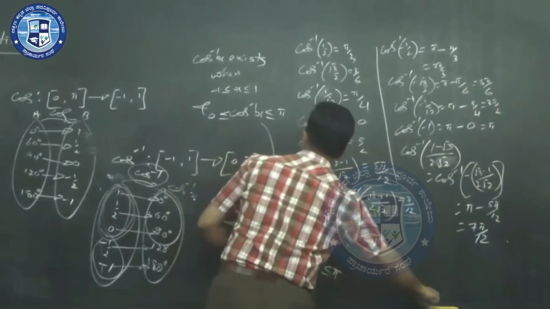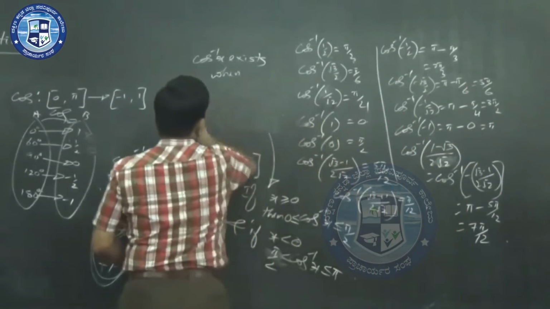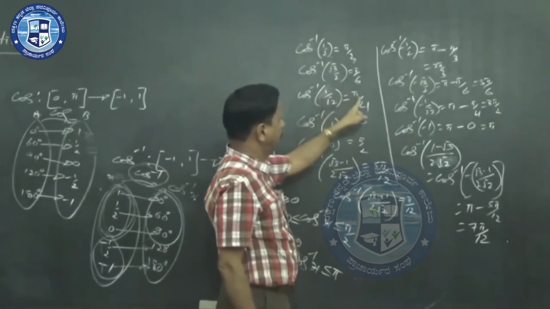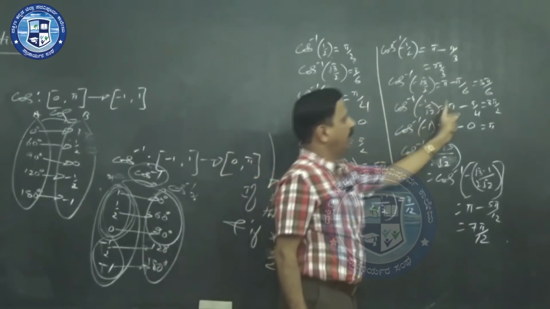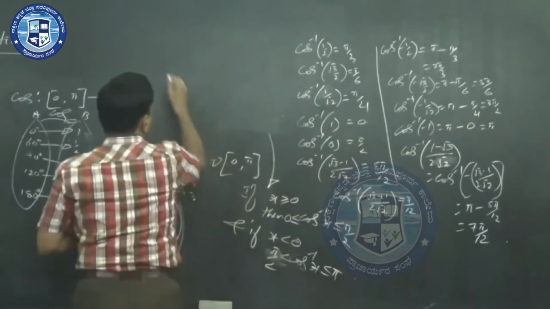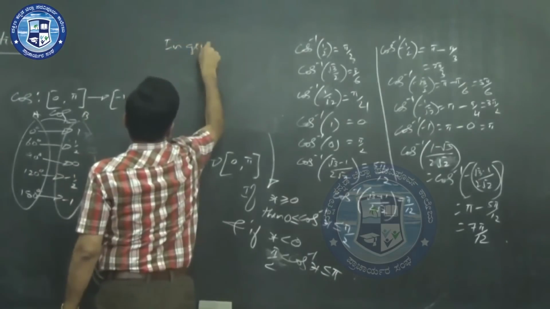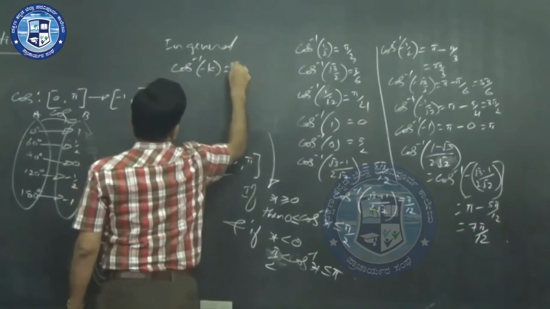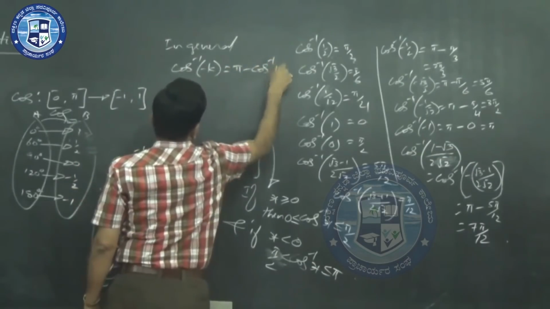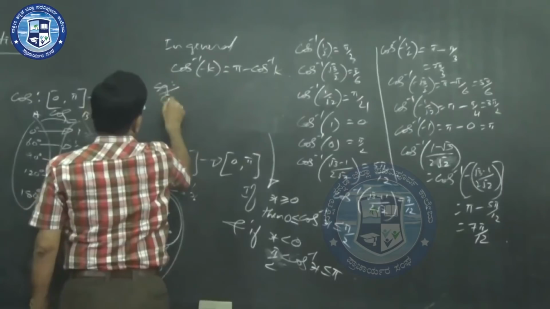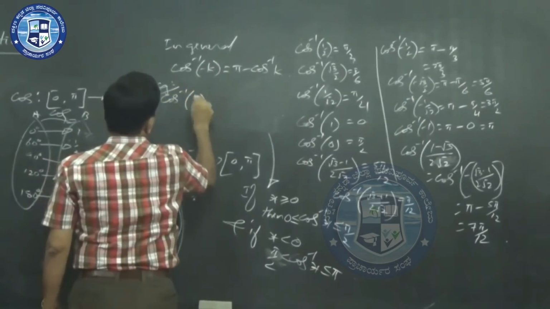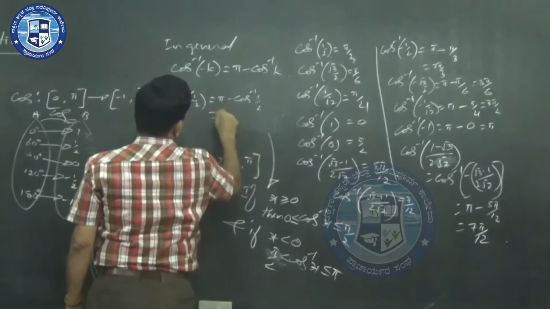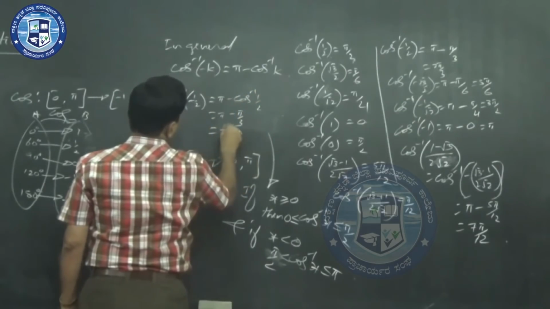On the basis of this, you can generalize. Look at this and look at this. For example, cos inverse of 1 by root 2 is pi by 4, and cos inverse of minus 1 by root 2 is pi minus pi by 4. So in general, cos inverse of minus k is equal to pi minus cos inverse of k. For example, cos inverse of minus 1 by 2 equals pi minus cos inverse of 1 by 2, that's pi minus pi by 3, which is 2 pi by 3.